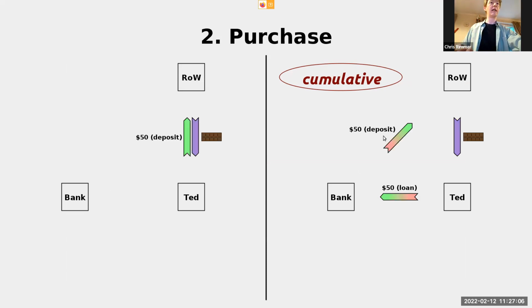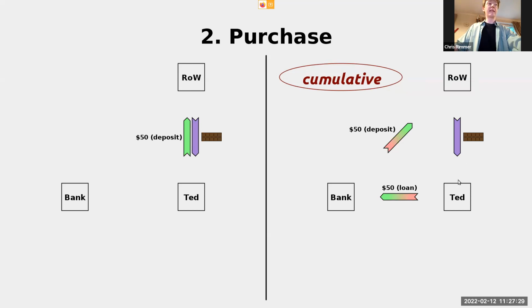So let's move on. Now Ted buys the bar of chocolate. He transfers his new debt asset, the bank deposit, to a shop, ROW's Rest of World. He does that by using a debit card or a check, and then the shop transfers a tangible asset, the bar of chocolate, to him. It's interesting to look at the cumulative diagram at this point.